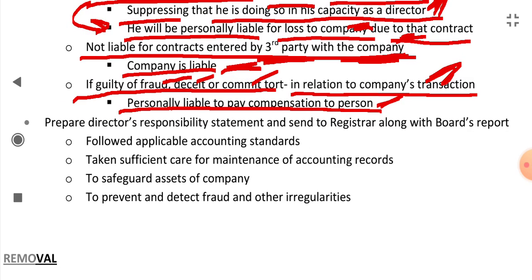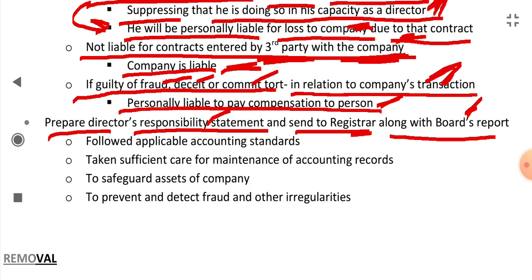What is the next duty of the director? To prepare the director's responsibility statement and to send it to the registrar along with the board report. Okay, the director has to prepare the responsibility statement, and along with this statement he has to send the board's report to the registrar. What is in these statements and reports?